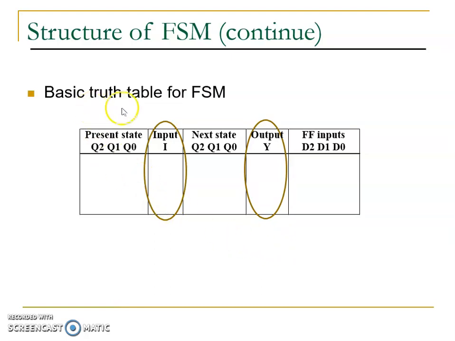This is the basic truth table for FSM. It's like the excitation table for counter. So we have present state, input, next state, output, and flip-flop input. This flip-flop input depends on the type of flip-flops.